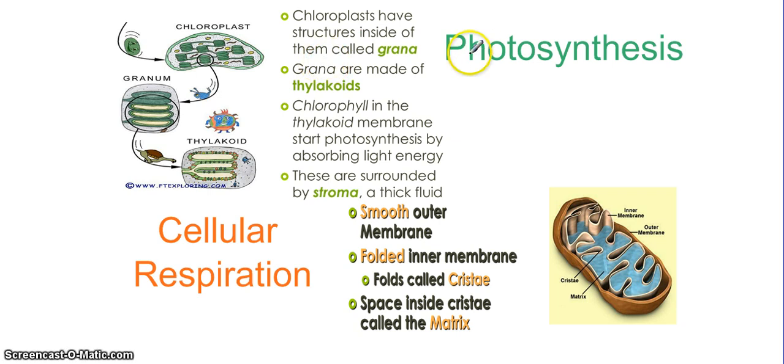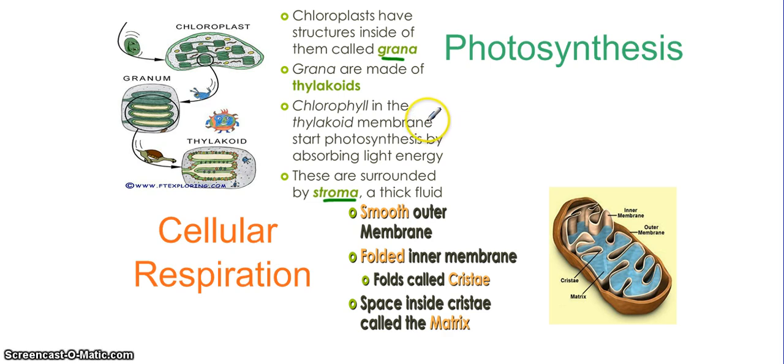Photosynthesis is going to take place in the chloroplast. Remember that structure we could only find in plant cells. Each chloroplast is going to be made up of several tiny stacks. Each stack is going to be called grana, and each stack of grana is made up by individual thylakoids. See, in this stack we have many thylakoids that make up one stack of grana. Then the thylakoids are covered by a thick fluid called stroma.